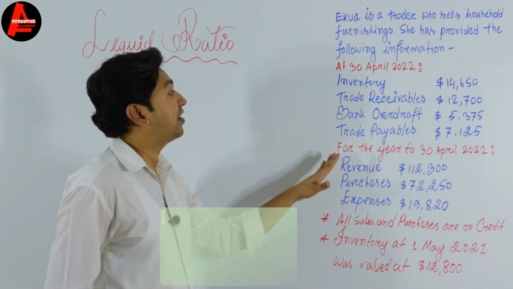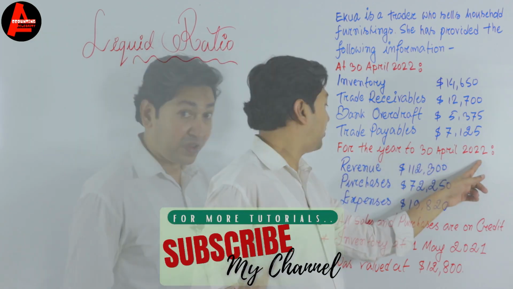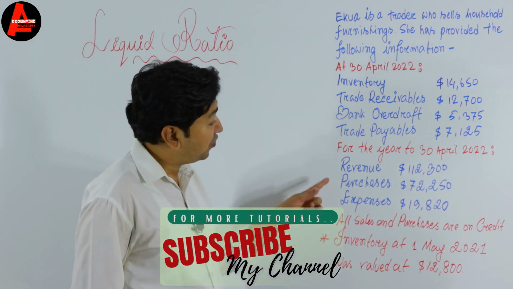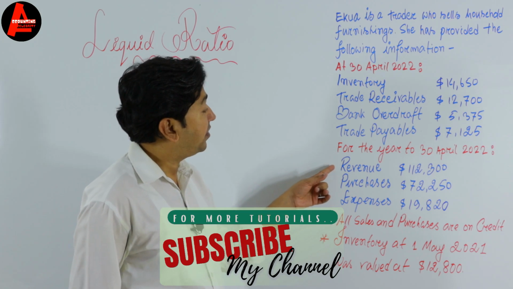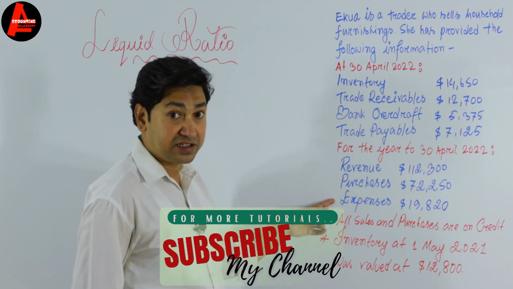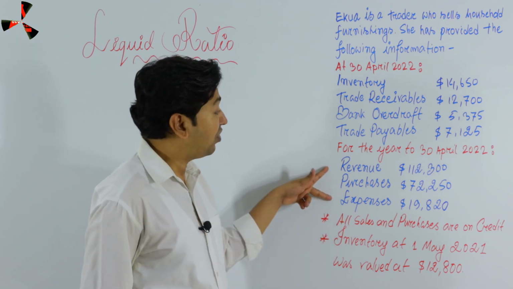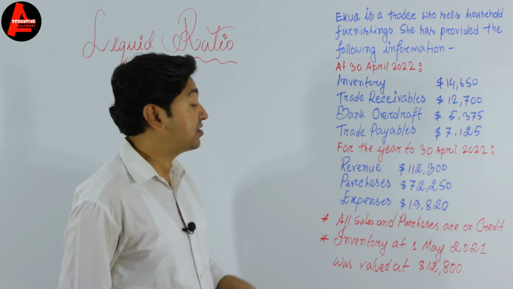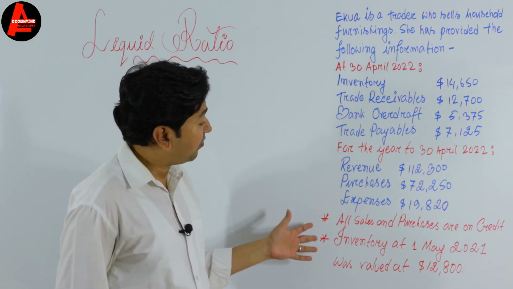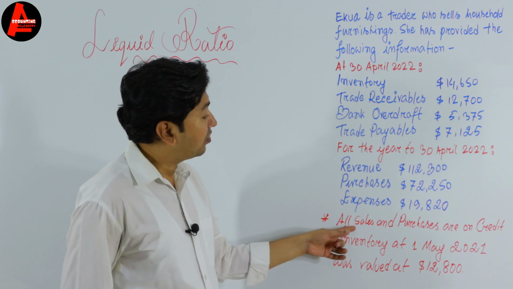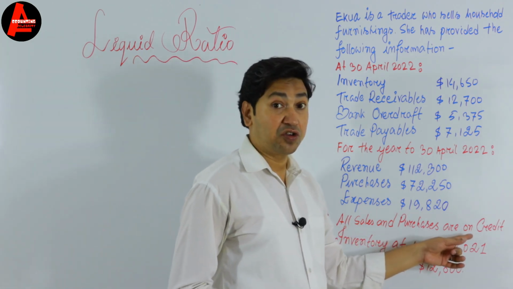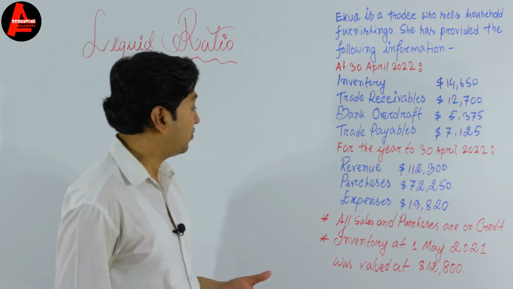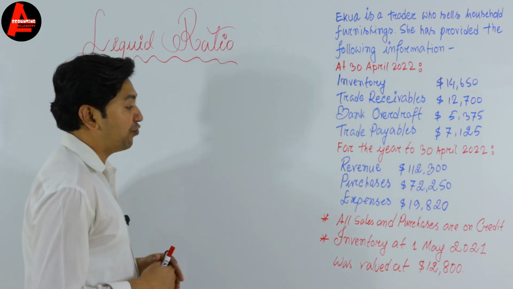Then for the year to 30 April 2022, there is some more information: revenue, purchases and expenses. These are actually not relevant to calculate this ratio. Here we have two adjustments. All sales and purchases are on credit, so this has no impact on this ratio.